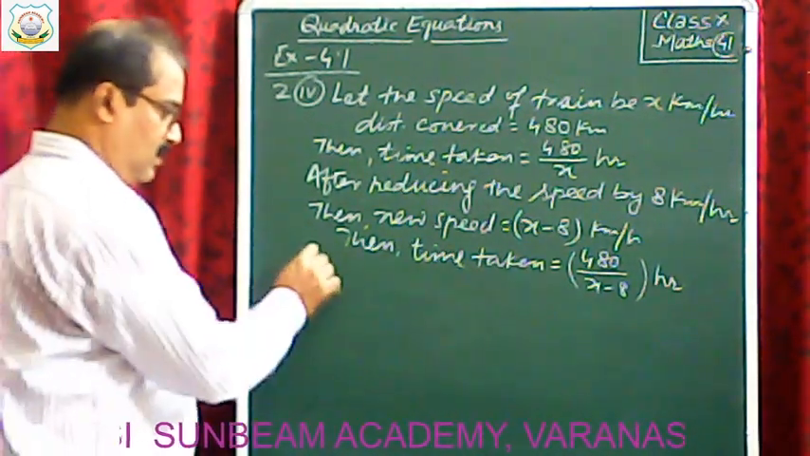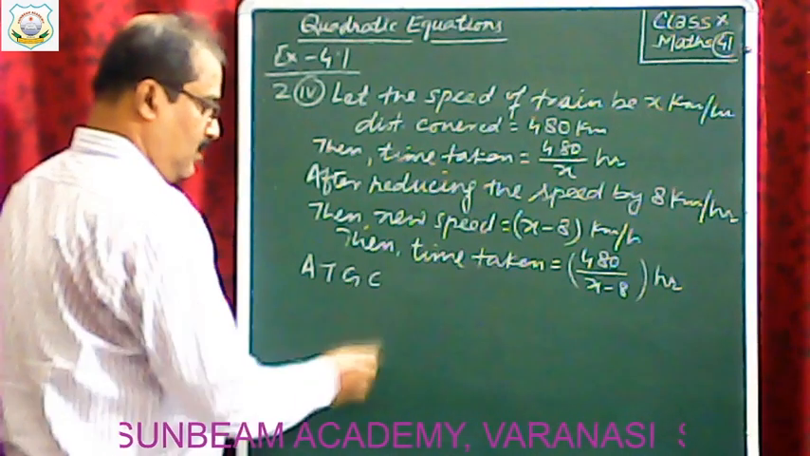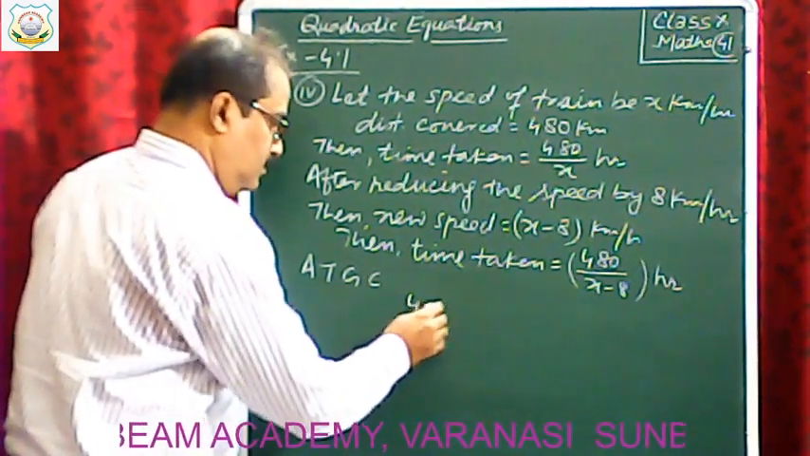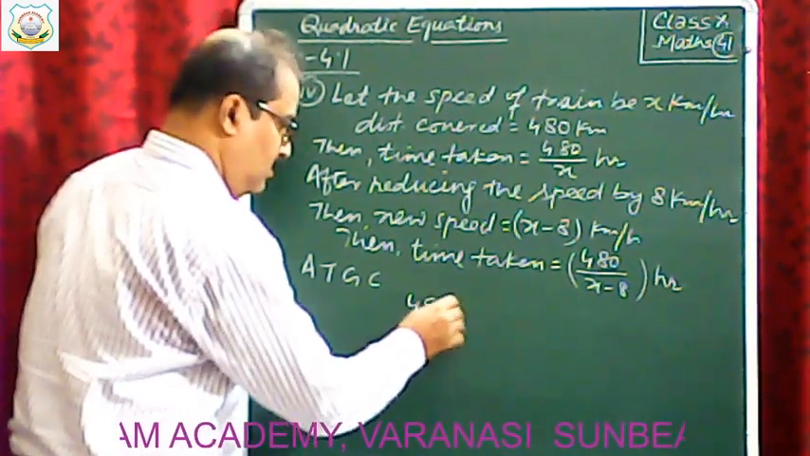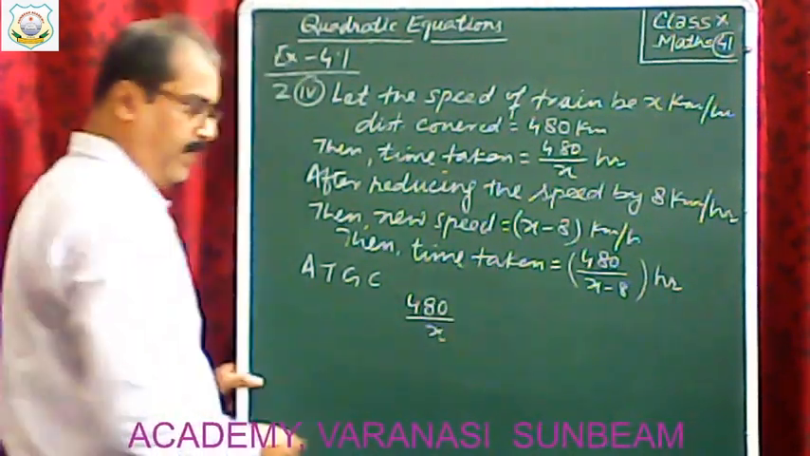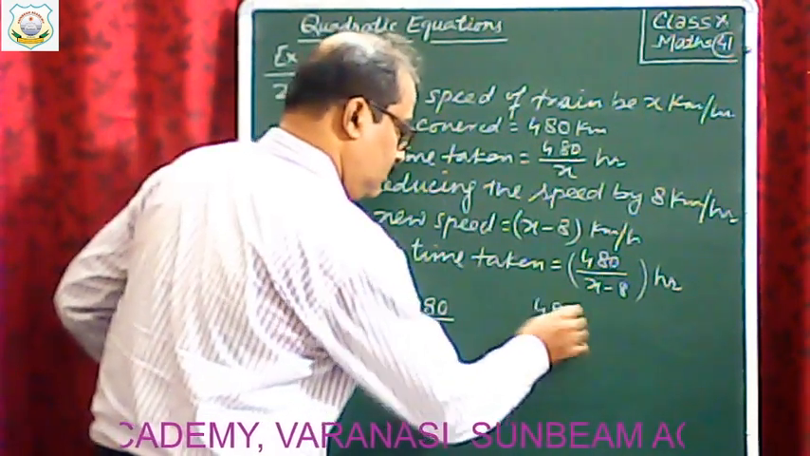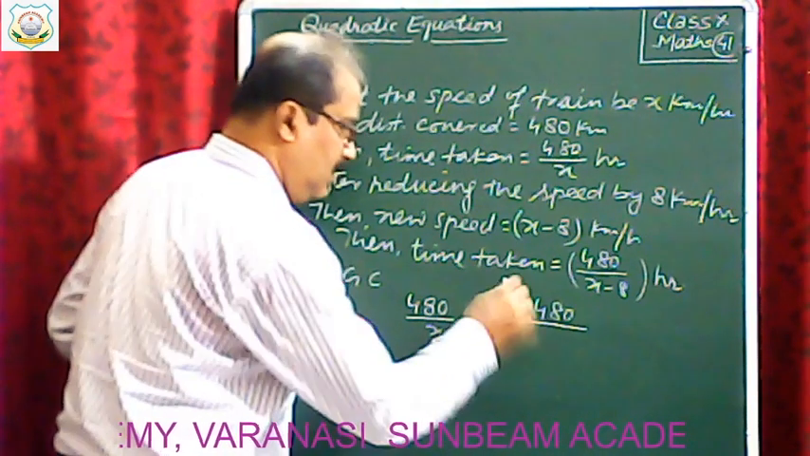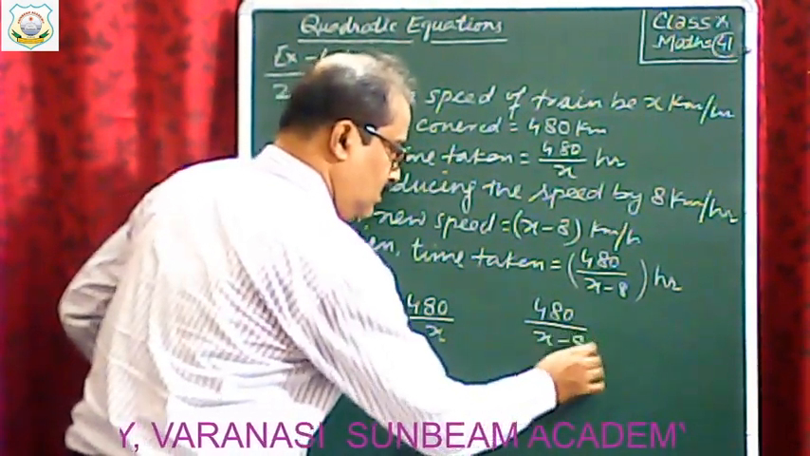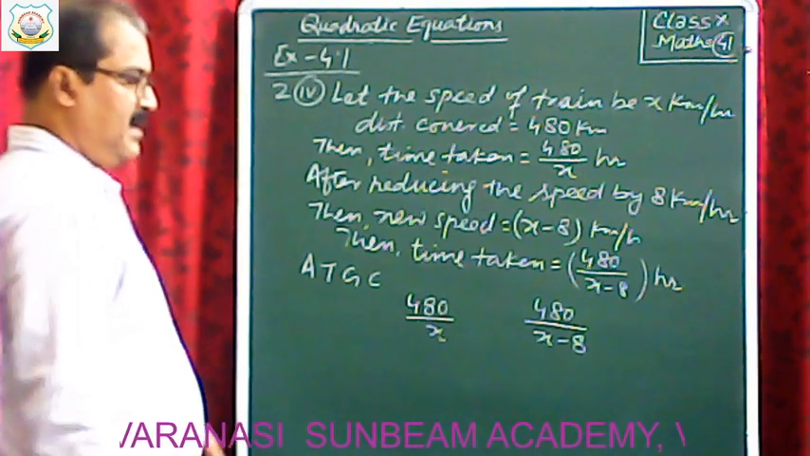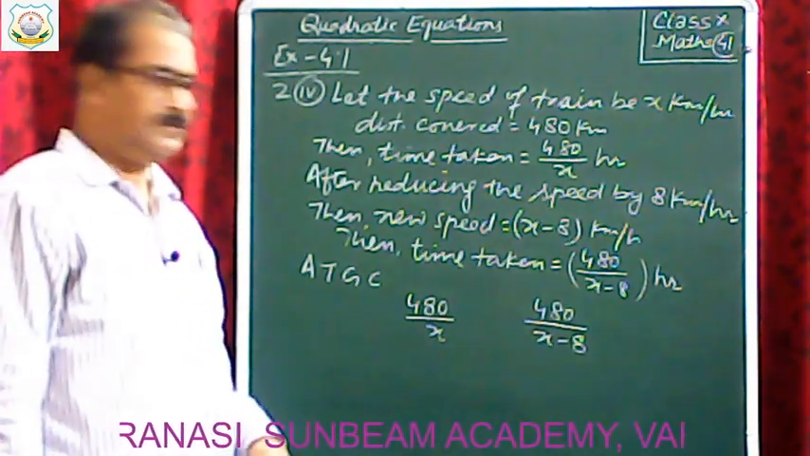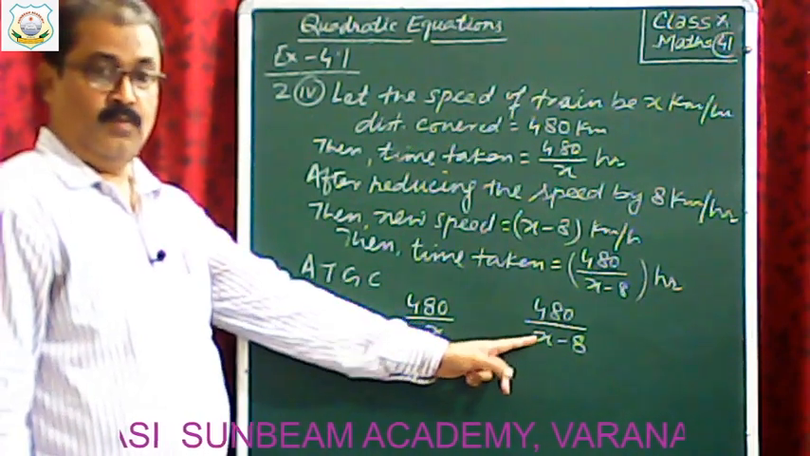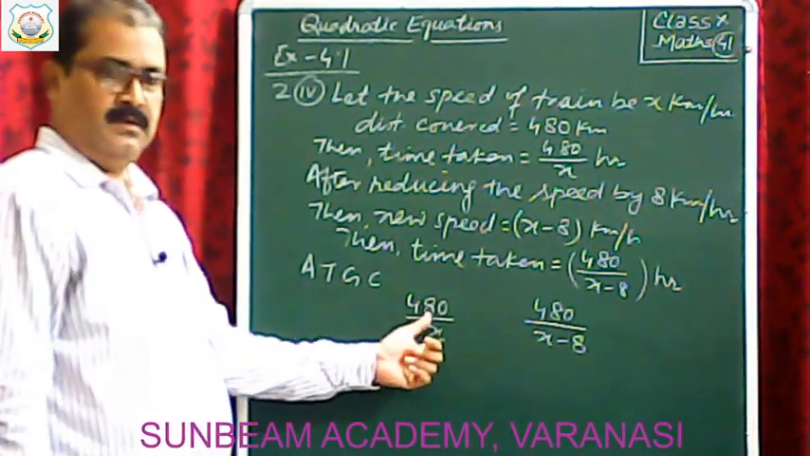So according to the given condition, the original duration is 480 upon x, and the new time duration after reducing the speed is 480 upon x minus 8. Now we have to balance. This new time duration is 3 hours more than that of previous, isn't it?